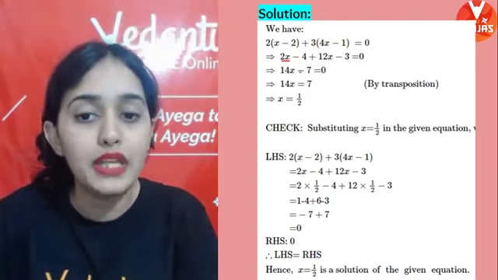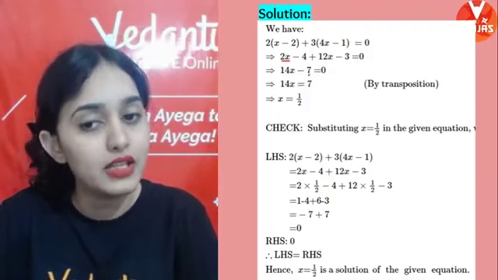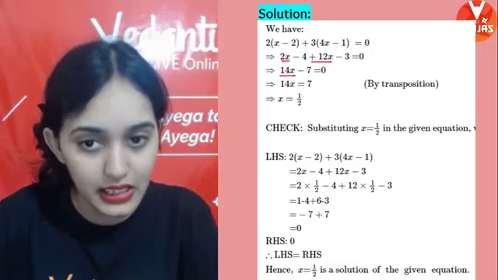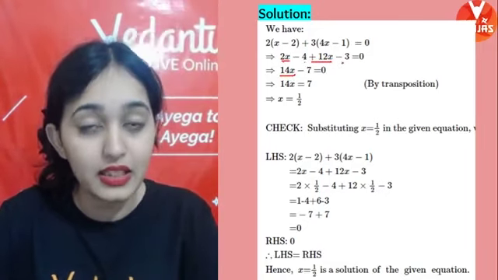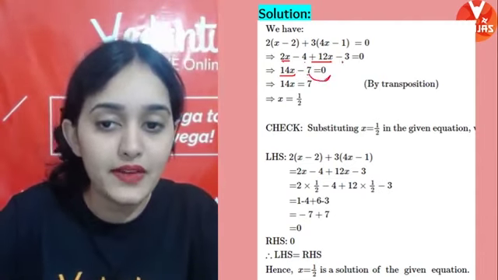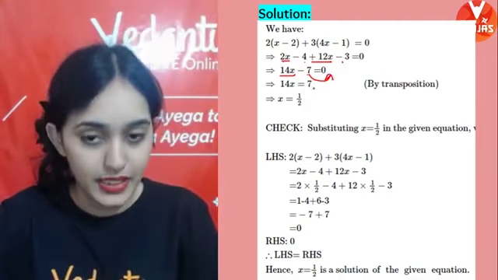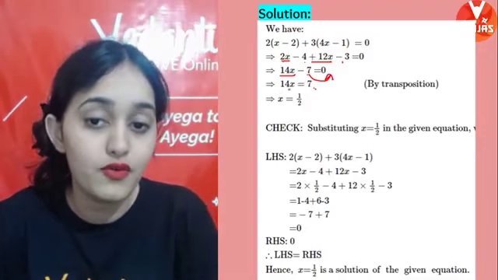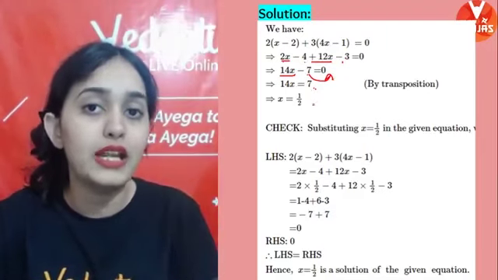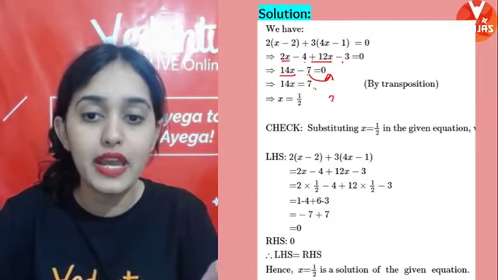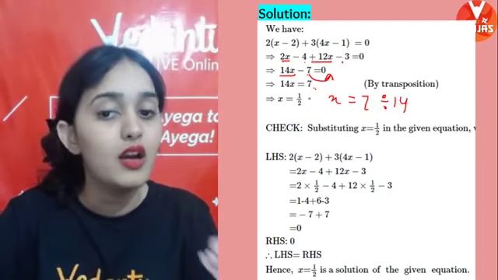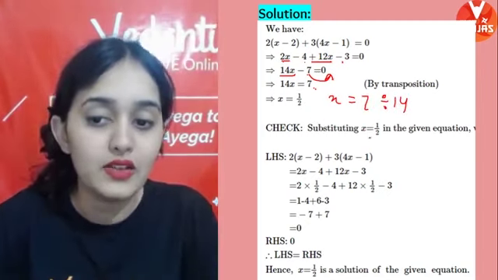Now bring all the variables and all the constants together. 2x plus 12x, what will it be? 14x. Minus 4 minus 3, what will it be? Minus 7. Now we'll send minus 7 to the other side, it will become plus 7. 14x is equal to 7. Now 14 into x, product is there, so when it goes to the other side, it will get divided, right? So x will be equal to 7 divided by 14. What is 7 divided by 14? 1 by 2. So hence the x value will be 1 by 2.